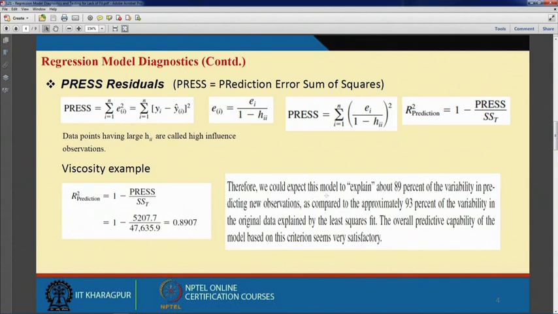We could expect the model to explain about 89% of the variability in predicting new observations, as compared to approximately 93% of the variability in the original data explained by the least squares fit. The overall predictive capability of the model, based on this criterion, seems very satisfactory.